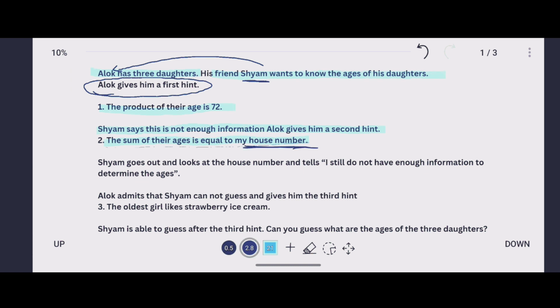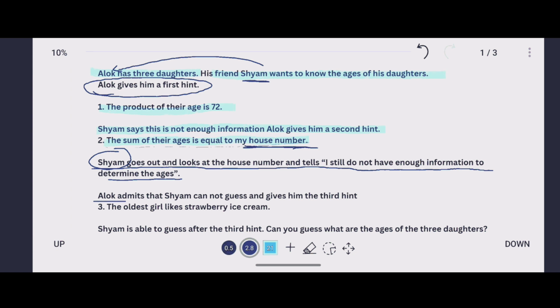Okay, now Sham goes out and looks at the house number and says, I still do not have enough information to determine the ages. Okay, so Sham is saying that this information is still incomplete because he is not able to identify the ages of all three girls on the basis of their sum, which is equal to the house number. So there must be something more.